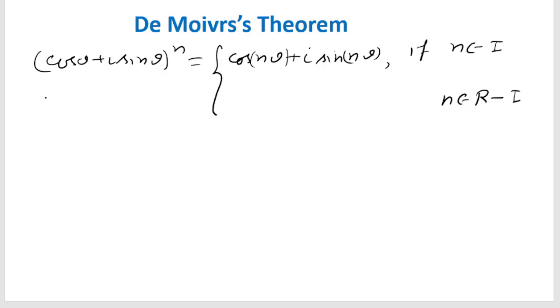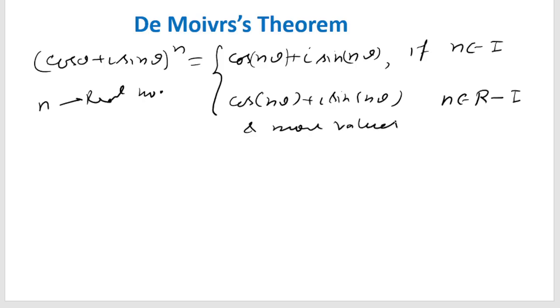Again, I am emphasizing, if n is complex, then it will be totally different. Then De Moivre's theorem will not be applicable. So if n is a real number and an integer, then we can directly say cos n theta plus i sin n theta. But if n is not an integer, all real numbers except integers, then one of the values is cos n theta plus i sin n theta, and there are other values also.